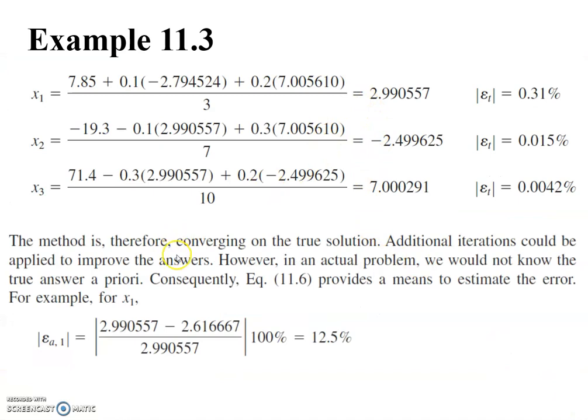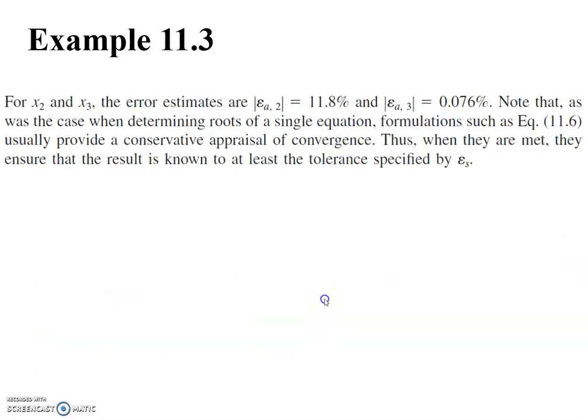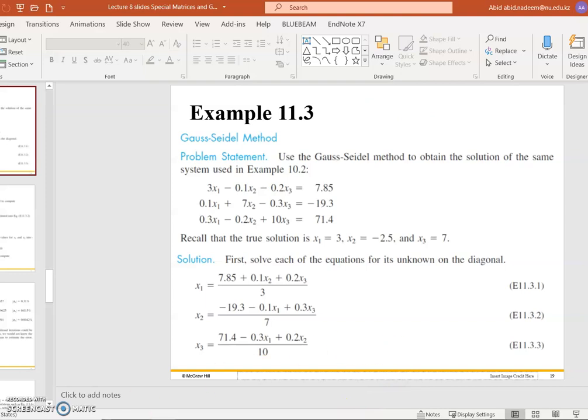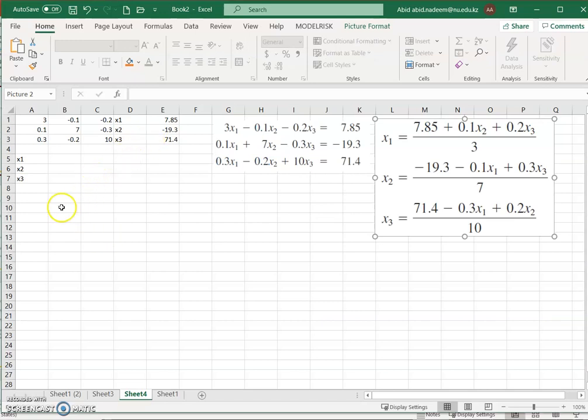So as we can see, now the solution is converging, and the relative true error and the relative absolute errors will also be decreasing. So maybe we can also employ this method in Excel. It should be relatively easy. So let's move to Excel.